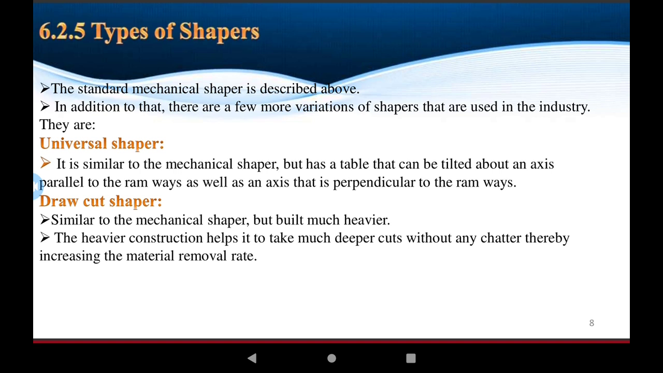The versions of ciphers that are used in the industry: the universal cipher machines. It is similar to the mechanical cipher but has two tables that can be tilted about an axis parallel to the arm.